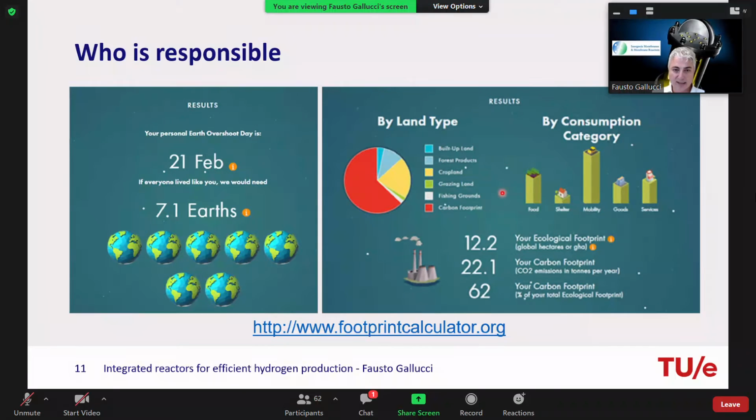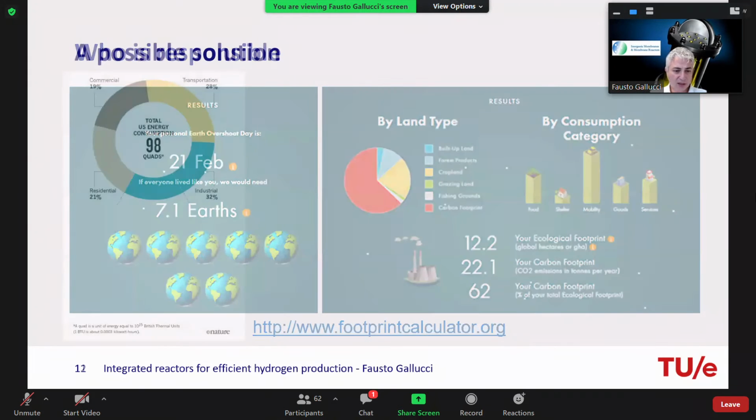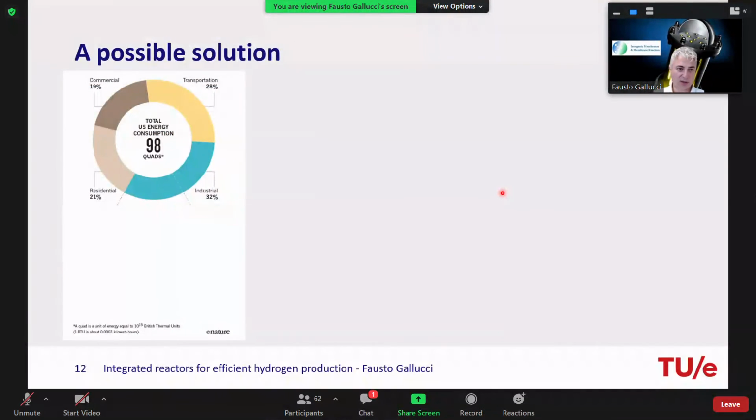Now, a few years ago, there was a nice paper in Nature. The paper is called "Seven Chemical Separations to Change the World." Again, don't look at the numbers, also because this number was corrected in a follow-up paper. What is important is that also in the US, this was for the US, the share of energy is more or less the same as I showed you before. So industrial is the biggest part, then you have transportation, commercial, and residential.